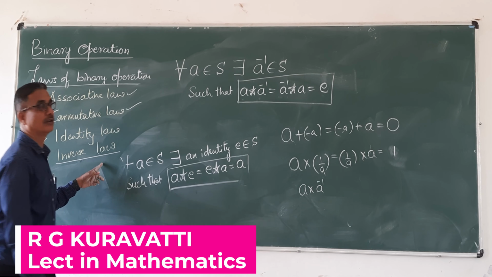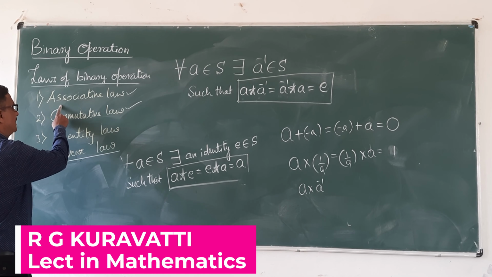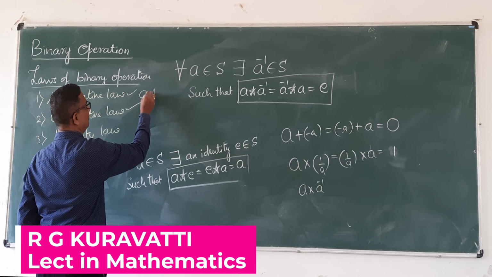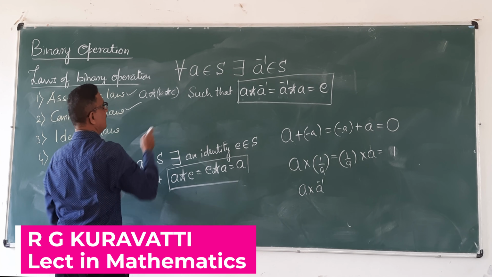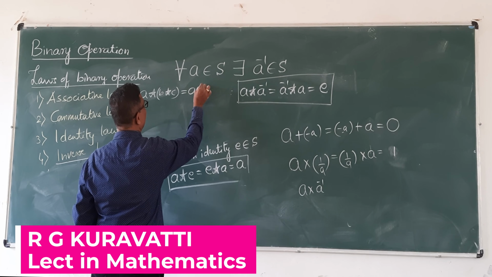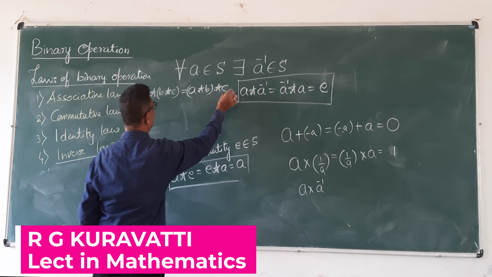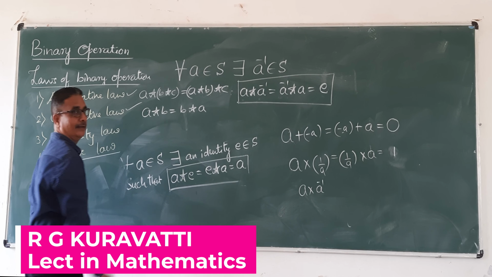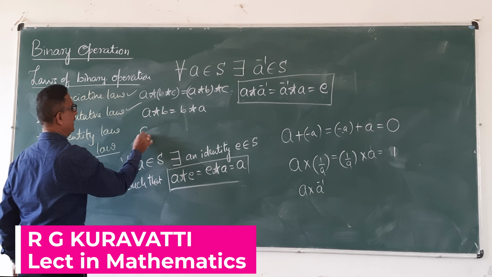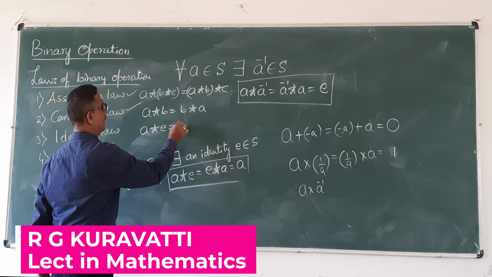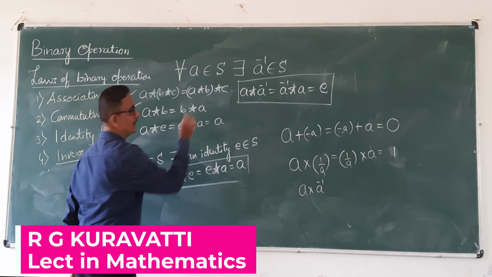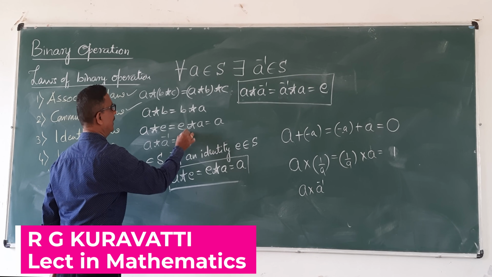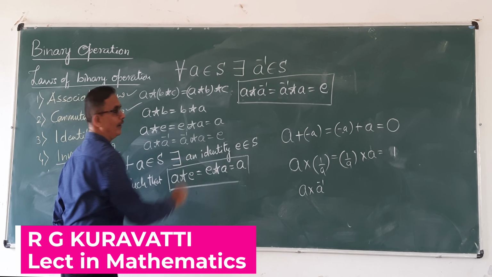So these are the laws of binary operation: associative law, commutative law, identity, inverse law. Associative is, remember, A star of B star C is equal to A star B of star C. This is associative law. Commutative, A star B is equal to B star A. Identity, remember most important, A star E is same as E star A is equal to A. Then inverse law, A star A inverse is same as A inverse star A is equal to identity.